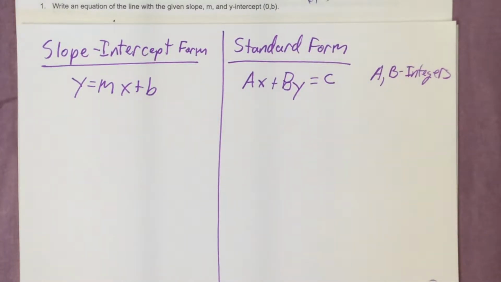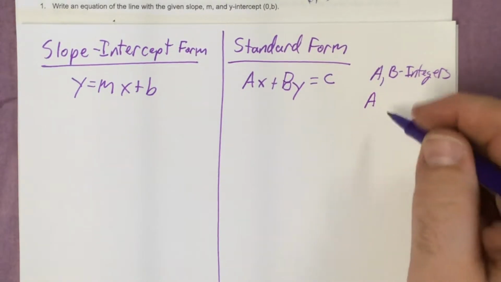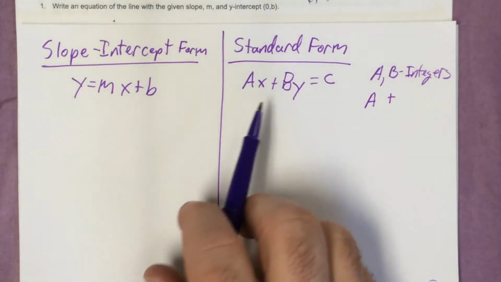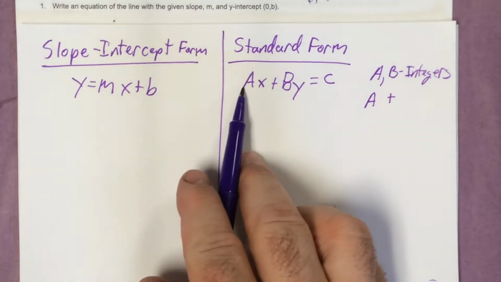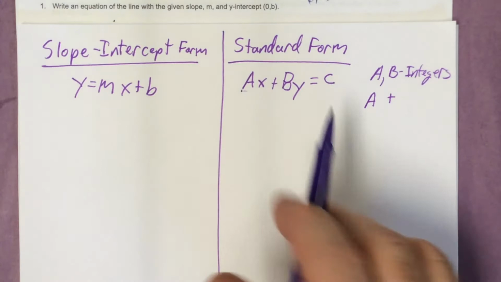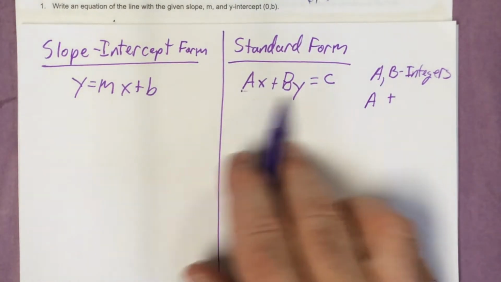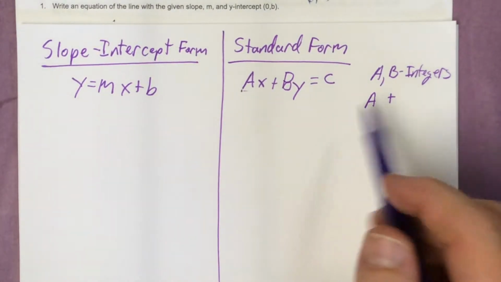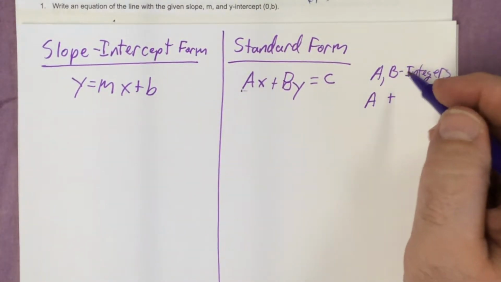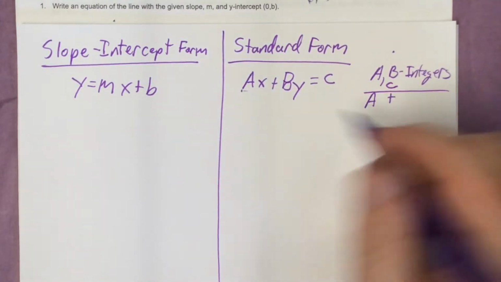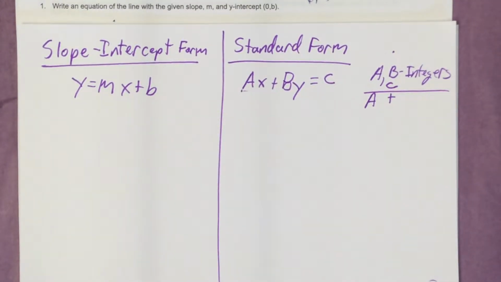And typically when we write something in standard form, A should be positive. If we're going to write something in standard form, we should not write A with a negative number. So if it happens to be negative, then we have to multiply the whole equation by -1 in order to get the A term positive. So not only A and B, but A, B, and C are going to be integers, and then the A term has to be positive.